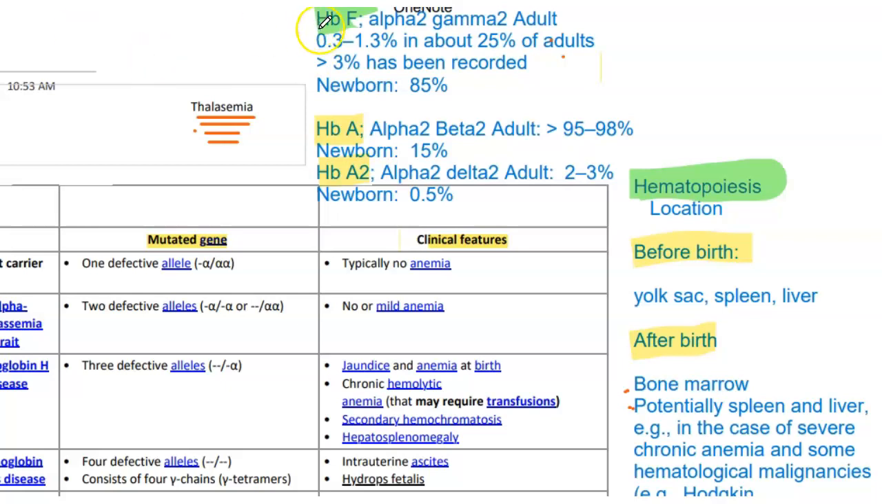So we have HbF. HbF is a fetal hemoglobin which is composed of alpha 2 and gamma 2. It's about 85% in the newborn, while in adult it is present about 0.3 to 1.3% in about 25% of adults, while greater than 3% has been also recorded.